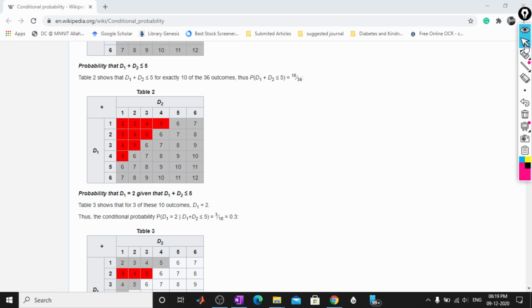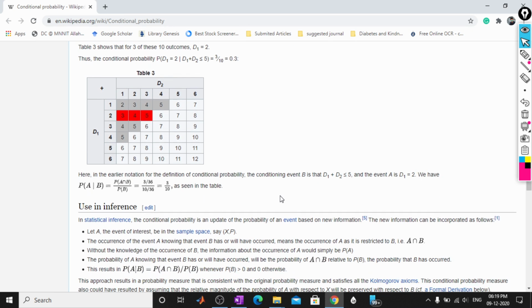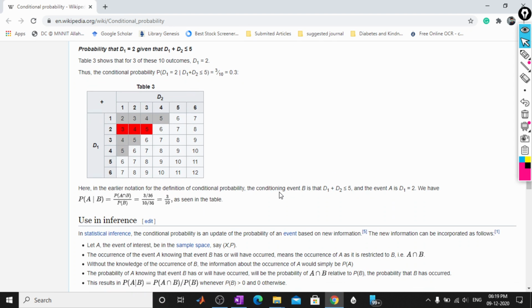Now come to the concept of conditional probability. First take this example: the probability that d1 equals 2. d1 means die 1. If we throw die 1, the value 2 can occur. But we are given the sum of the two dice. Suppose we have two dice, this is the first die and this one is the second die.